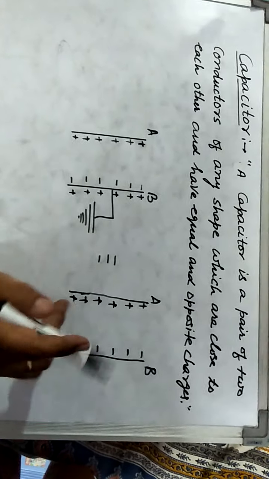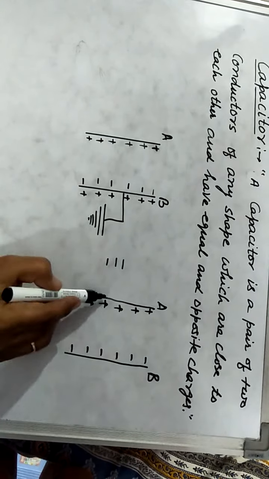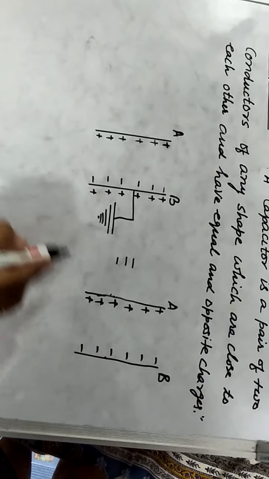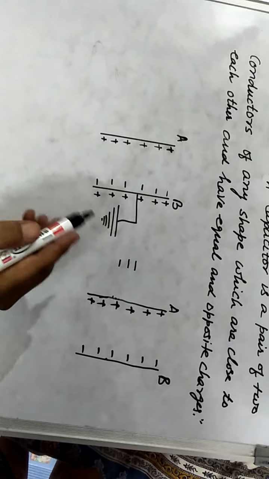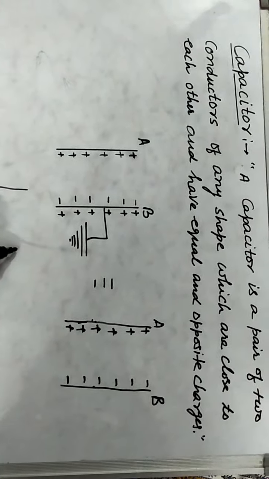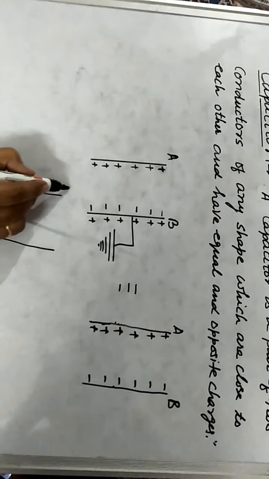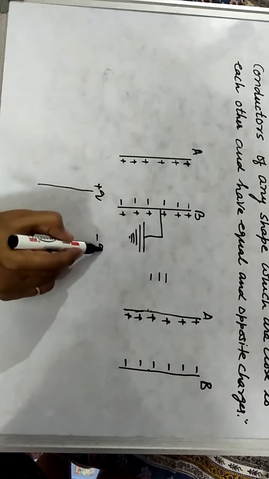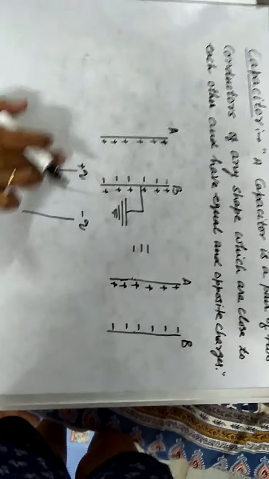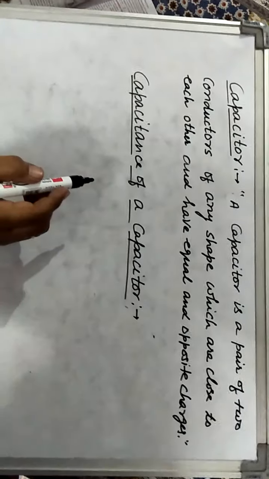Why air capacitor? Because the medium between these two plates is air. In an electrical circuit a capacitor is denoted in a different way, but simply, if this one plate is plus Q and this one is minus Q, this is the notation for a capacitor which has equal and opposite charges.